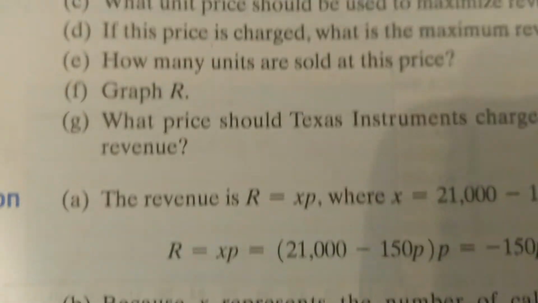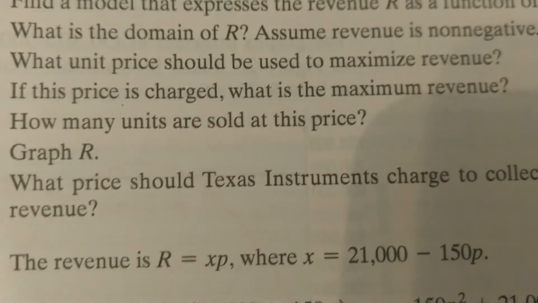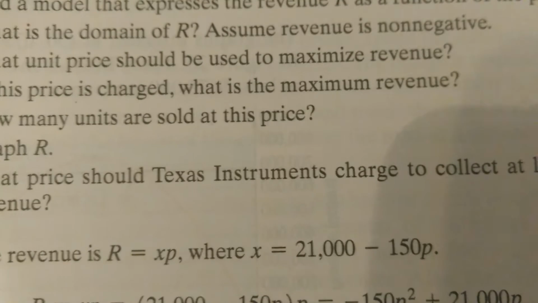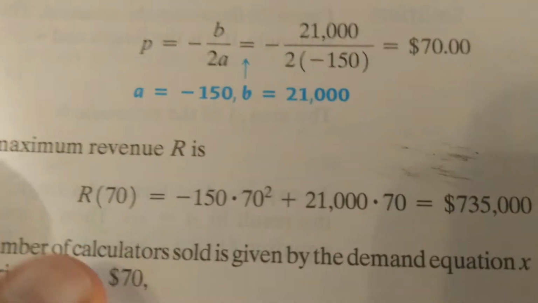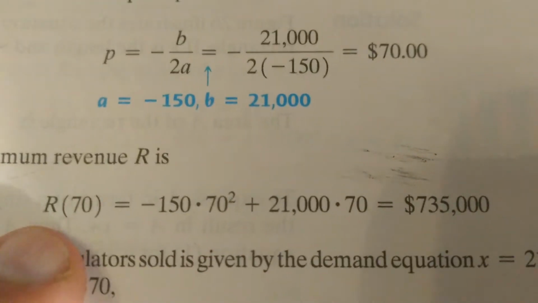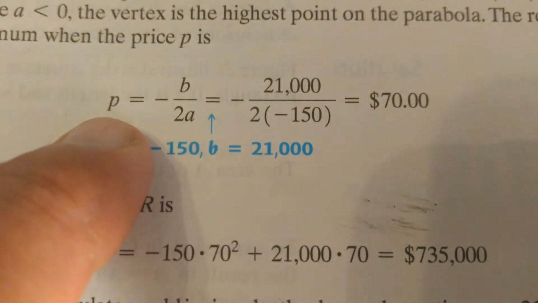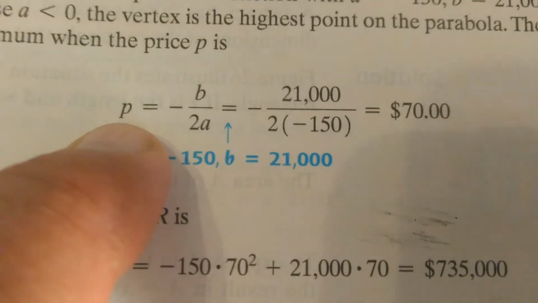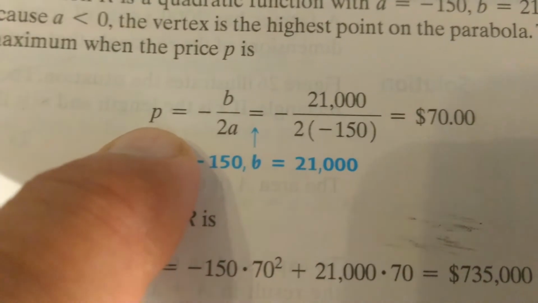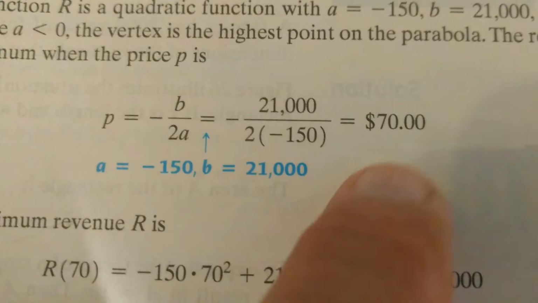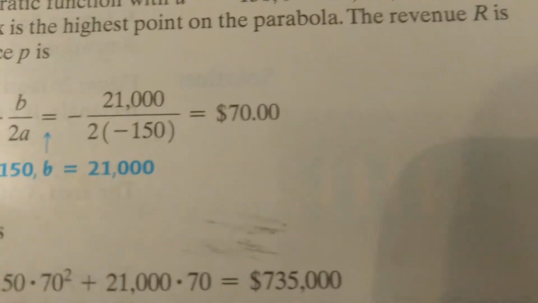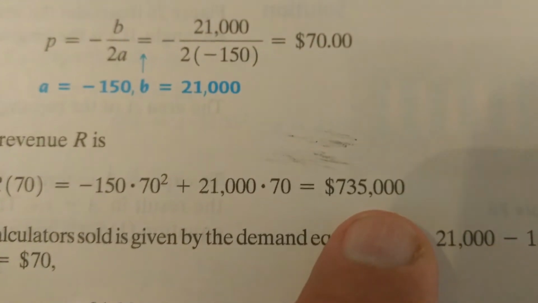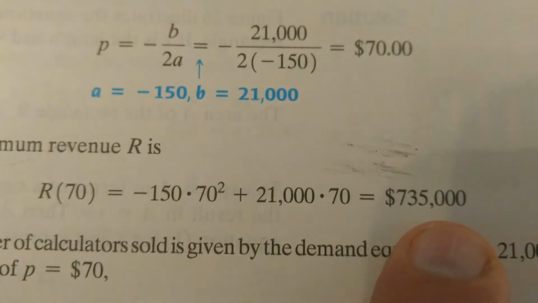We come to letter D. It says if this price is charged, what is the maximum revenue? Well, what we're going to do is take that $70 and put it back into our equation. This is what we've been doing. This is our X from the previous chapter. It's P, it's price. If we get price, we can substitute it in the equation, do the math, and we find out we're going to have a total revenue of $735,000.